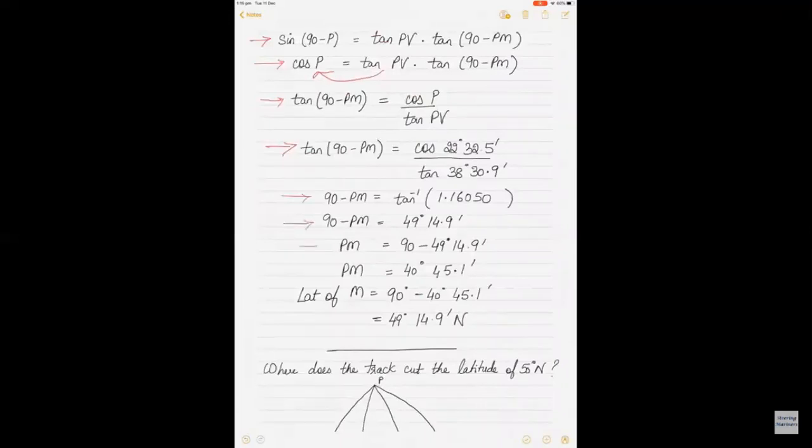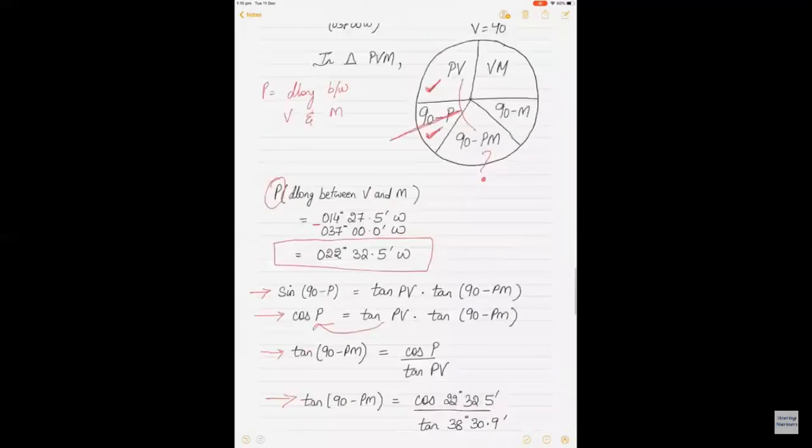So the answer that I've given in the question here, we got the answer for M, where it cuts the latitude circle. Match these answers, or recheck them. Then we need to find where the PM track cuts the latitude, which is 50 degrees north. So this will be PM cutting.